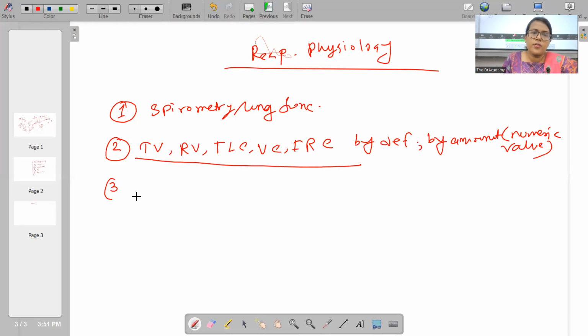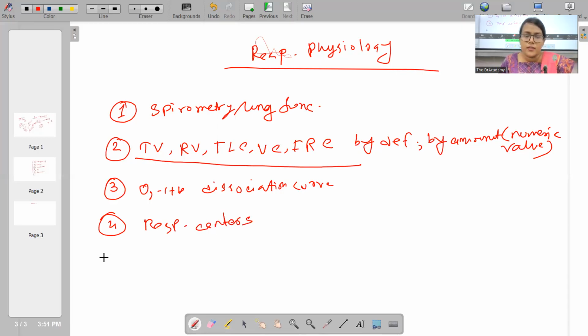Okay. Number 3, I will discuss the oxygen hemoglobin dissociation curve. Number 4, I will also discuss, in a very summarized portion, the respiratory center. It's not that important, but I think it's generally a good discussion. And number 5, a very important topic from respiratory physiology, and that is the transfer factor, TLCO or the KCO. All right.